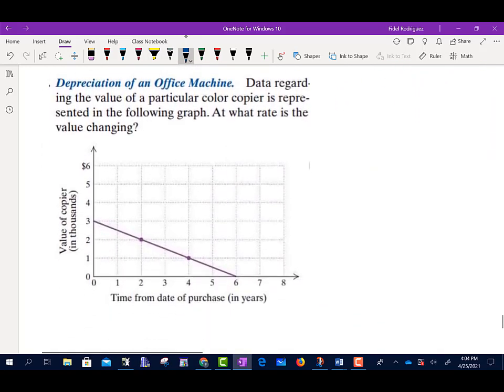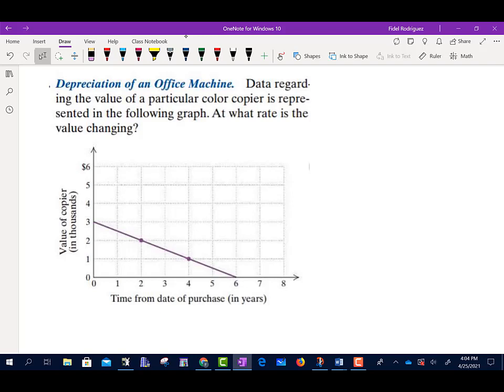All right, so we got one more problem here, y'all, and it's talking about the depreciation of an office machine. It says data regarding the value of a particular color copier is represented in the following graph. At what rate is the value changing? Okay, so let's see if we can take a look and figure out what's happening in this problem. So this is the time from the date of purchase in years. So after 2 years, the value of this copier is worth $2,000, and 4 years after we bought it, the value of the copier is worth $1,000, okay?